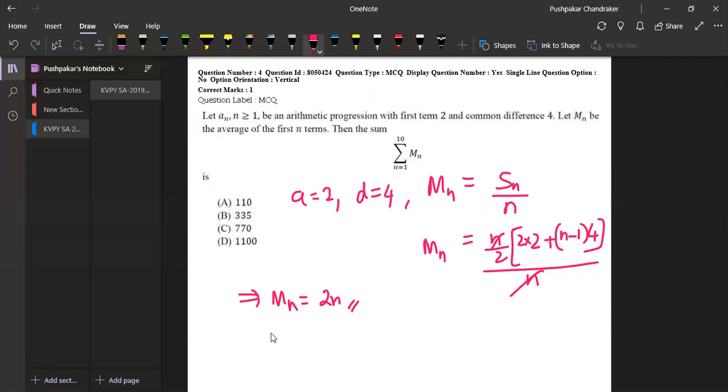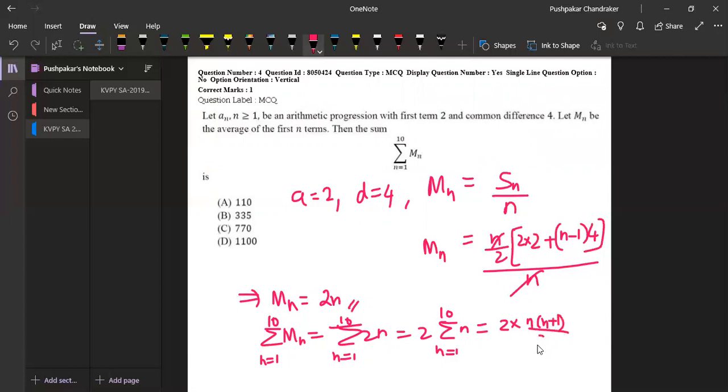Now they're asking the summation of this. So the summation of Mn, n equals 1 to 10, can also be written as the summation of 2n, n equals 1 to 10. You can take 2 common. Summation of n, n equals 1 to 10. Apply the special series formula, that is n into n plus 1 by 2, the sum of n natural numbers, and you have to put n value as 10 here. So put n equals 10. So 2 gets cancelled. You get 110, which is option A.